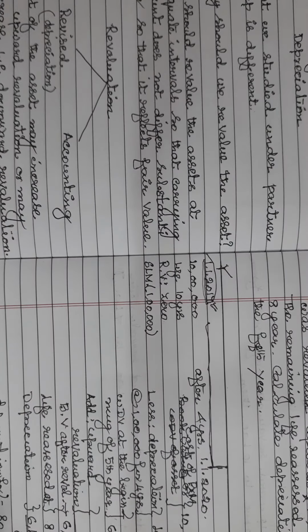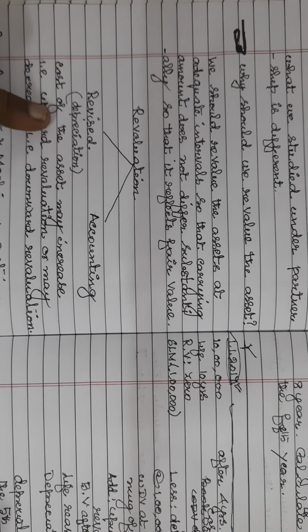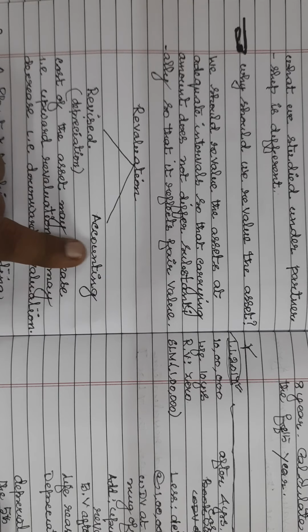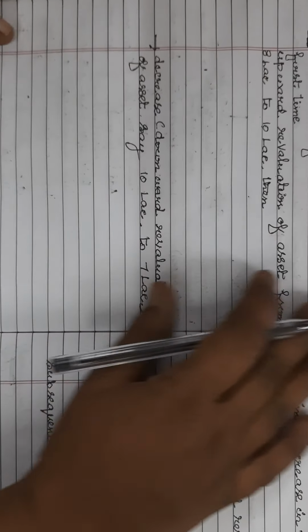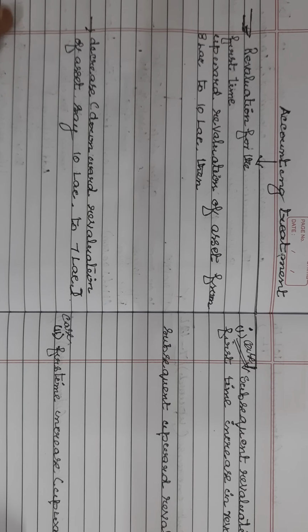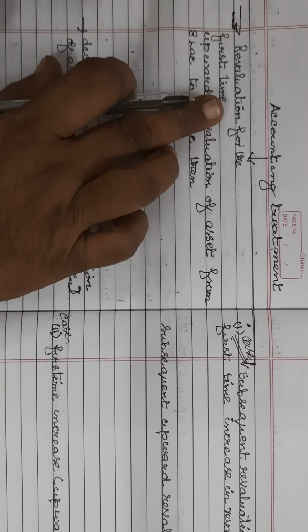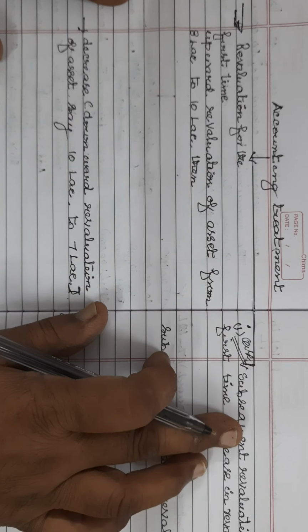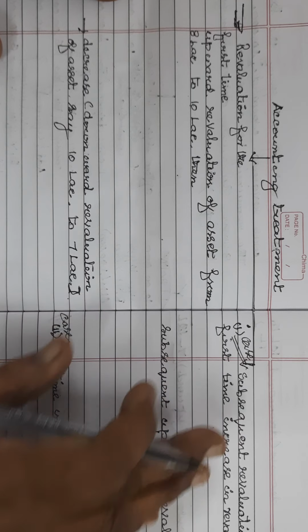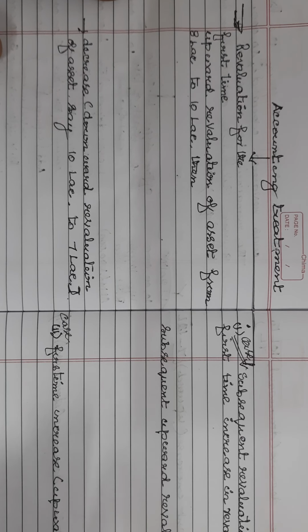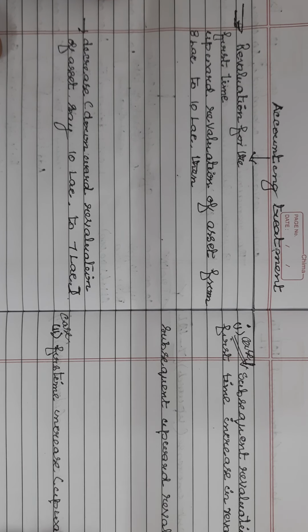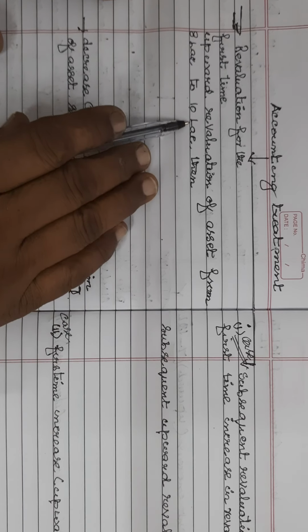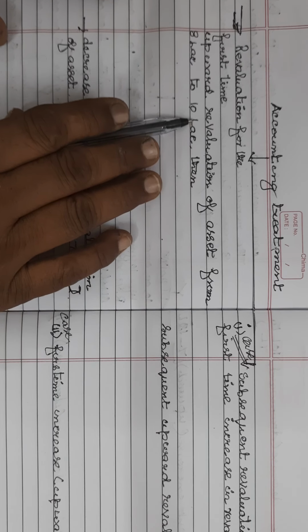Now we are going to see the second part. The first part was revised depreciation. Now we are moving on to the accounting part. There are two types of accounting treatment. One is when revaluation happens for the first time, and the other is when revaluation happens at a subsequent time, meaning the first time is done and then they do it a second time. Here we will first see the revaluation for the first time.